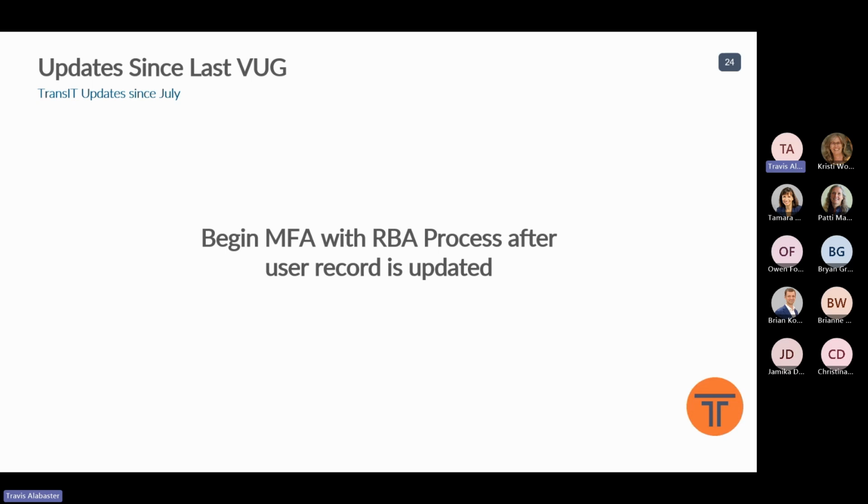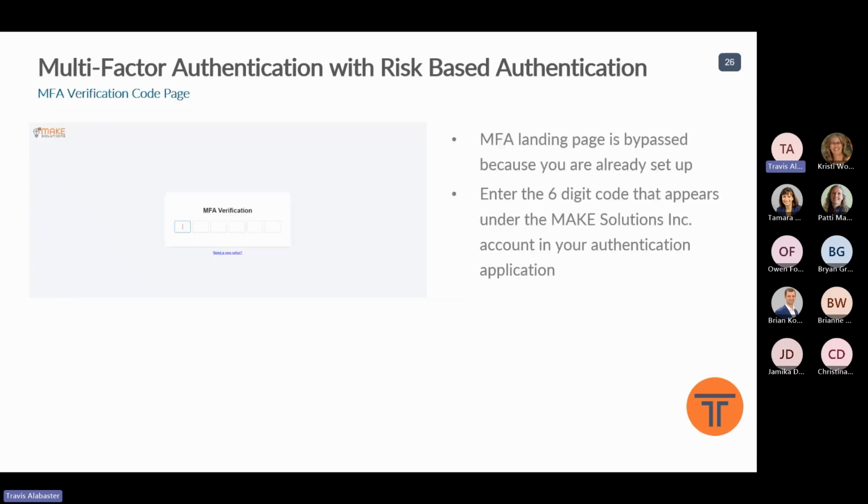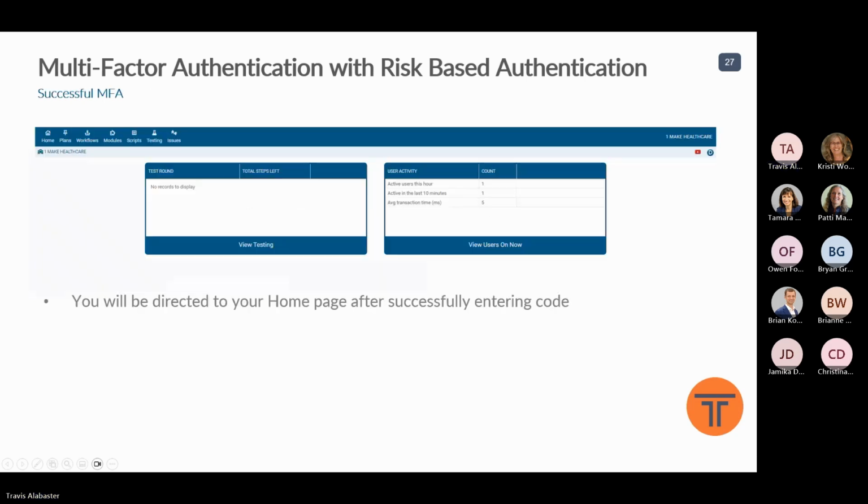The next one is begin MFA with RBA process after a user record is updated. So if an admin has updated a password, an email address, a phone number, anything to do with that user record, that user would then log into TransIT the same way they usually do now. They would then need to type in their 6-digit code from their Authenticator app, and then they would be logged into TransIT successfully.